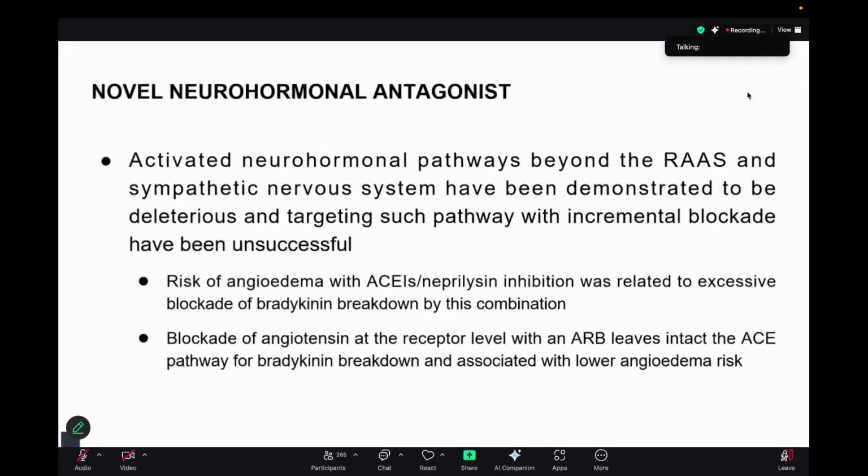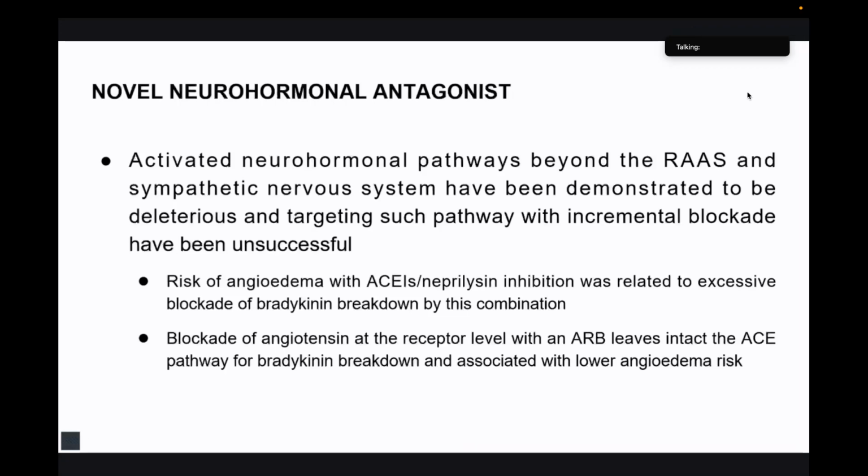In the management of HFrEF, there are novel neurohormonal antagonists. It has been shown that there are activated neurohormonal pathways beyond the RAS and sympathetic nervous system. It has been demonstrated that these are deleterious, and targeting such pathways with incremental blockade has actually been unsuccessful. So we have such combinations of drugs, ACE inhibitor and neprilysin inhibition.